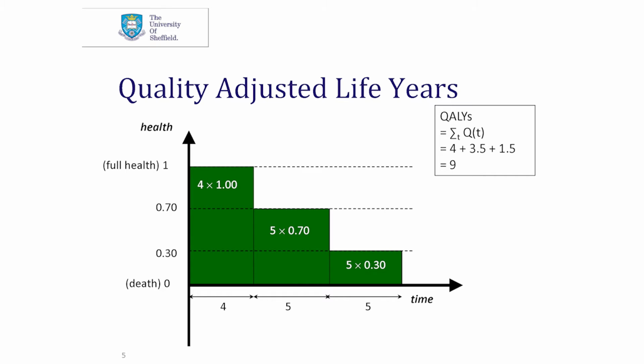And when we tot up the number of QALYs that this health profile has, we simply multiply the duration with the quality of life of that period. So for example, in this case, we have 4 years at 1, 5 years at 0.7, and 5 years at 0.3, and then we add up those multiples to end up with a value of 9. So this means that this profile that lasts for 14 years is equivalent to 9 years in full health. So it means that we can value any kind of profile, whatever shape it may be. It may go up, may go down, or whatever over time.